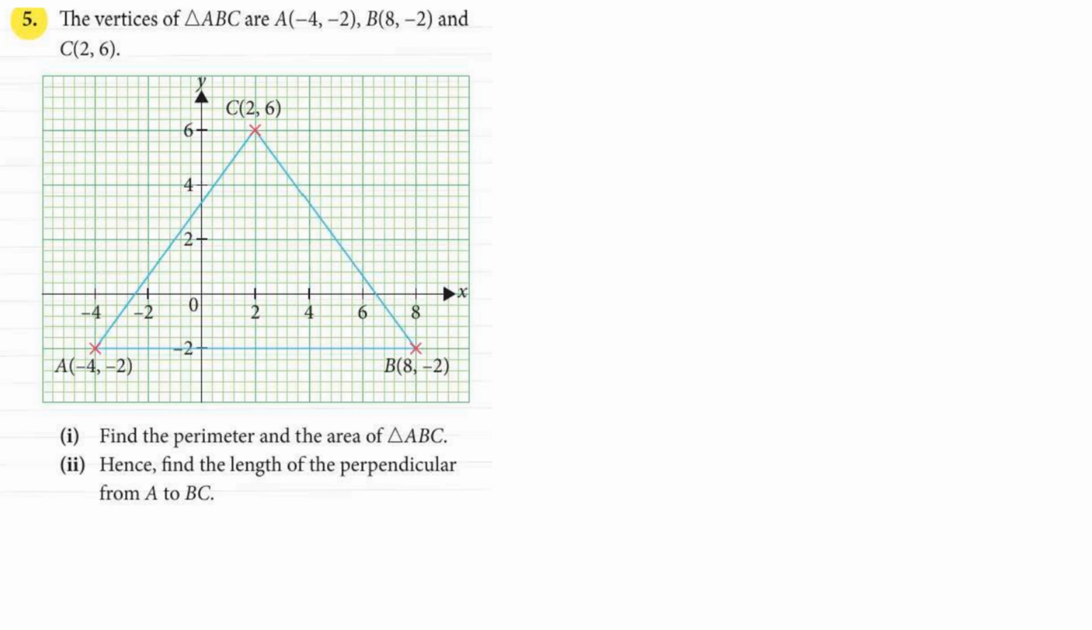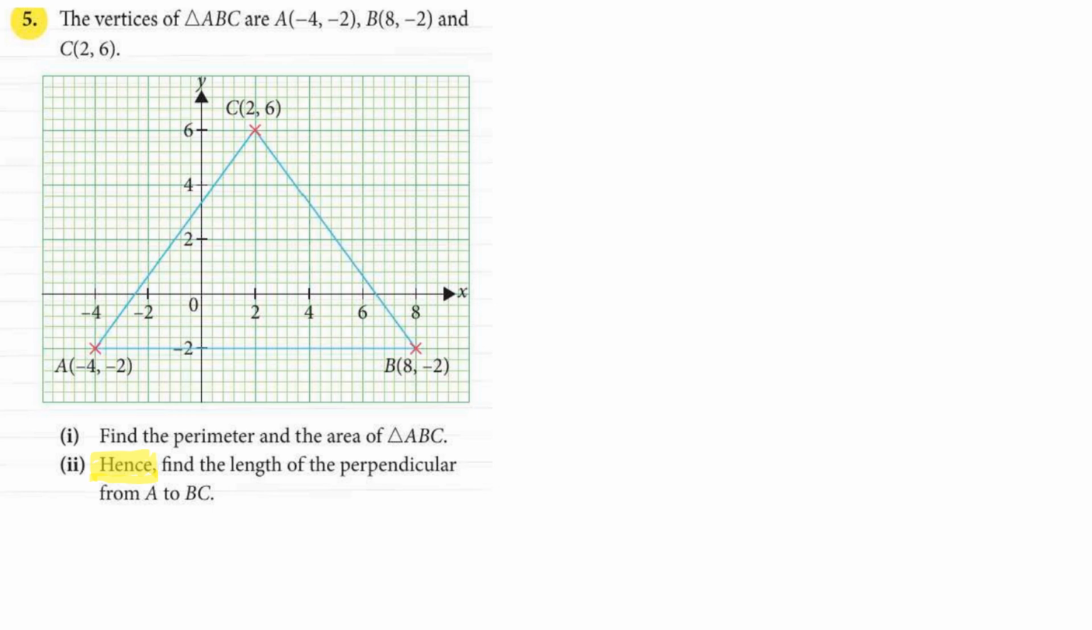Part 2, hence. Alright, so the key word here is the word hence. When you see something like that, it means you have to use the answer that you have found in part 1. There are 2 answers we found in part 1: the area of the triangle ABC and also the perimeter of the triangle ABC. So we will need to use one of them or both of them, depending.